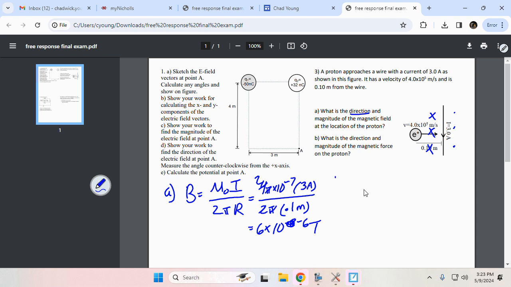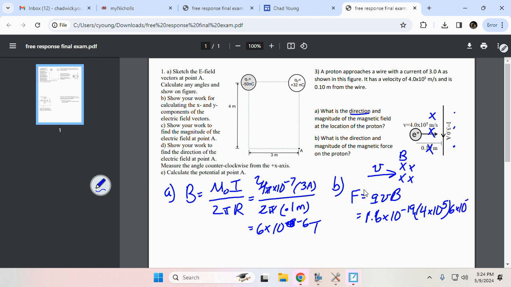And then for part B, now I have a positive particle with a velocity in that direction going into a magnetic field that looks like that. I want to know first the magnitude of the force. F is equal to QVB. This is a proton, so it's 1.6 times 10 to the minus 19. V is 4 times 10 to the 5th. And B is, I found it, 6 times 10 to the minus 6. So I can solve that for the force. It's 24.